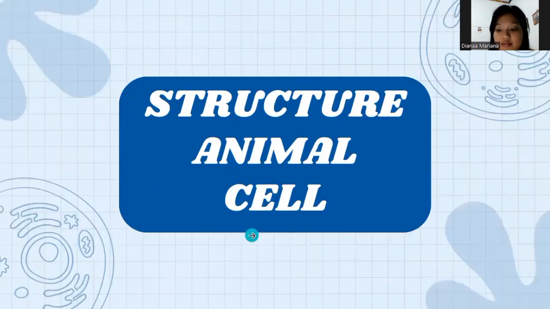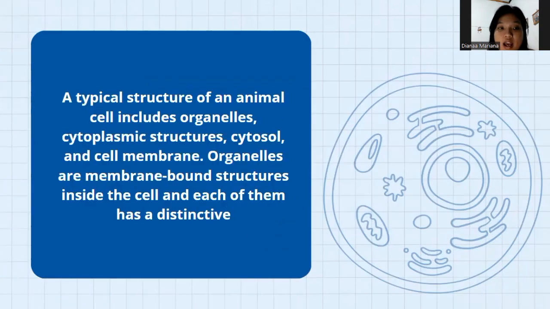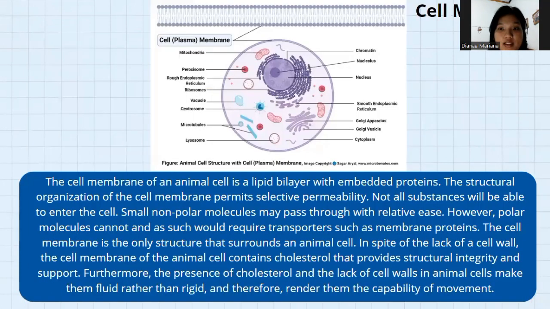Structure of the animal cell. A typical structure of an animal cell includes organelles, cytoplasmic structures, cytosol, and cell membrane. Organelles are membrane-bound structures inside the cell, and each of them has a distinctive function. Cell membrane. The cell membrane of an animal cell is a lipid bilayer with embedded proteins.